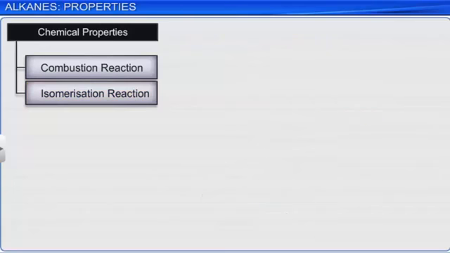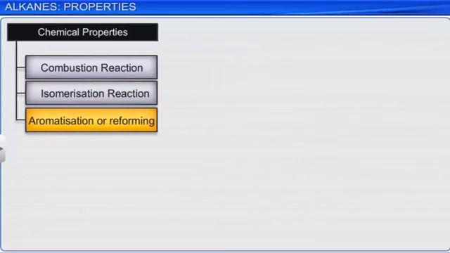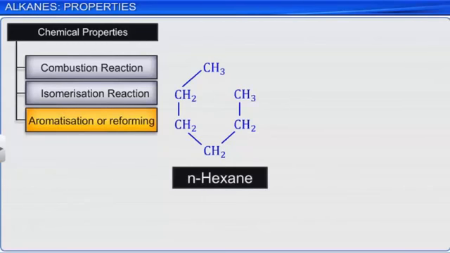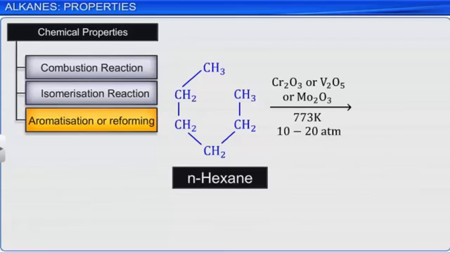Alkanes undergo aromatization or reforming. That is, a normal alkane with 6 or more than 6 carbon atoms, like n-hexane, when heated to 773 Kelvin at 10 to 20 atmospheric pressure in the presence of a catalyst like oxides of vanadium, molybdenum, or chromium supported over alumina, gets dehydrogenated to form cyclic compounds like benzene or its homologues.